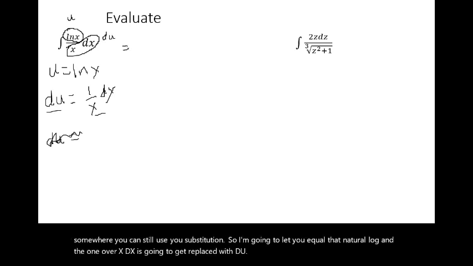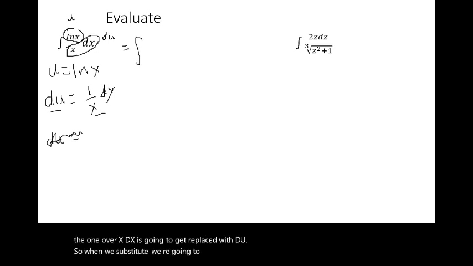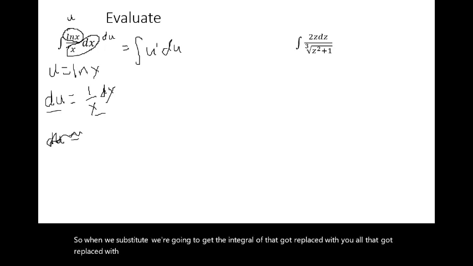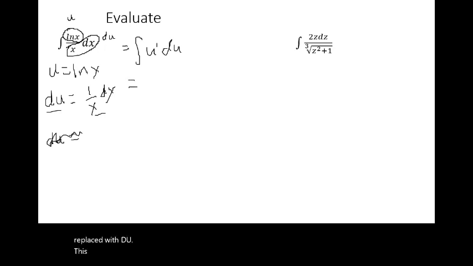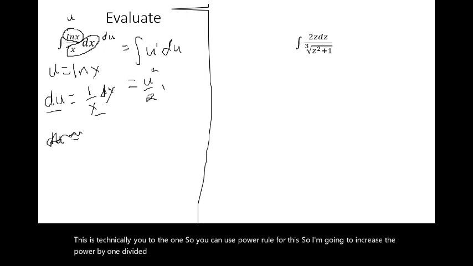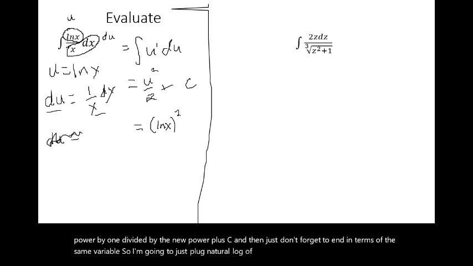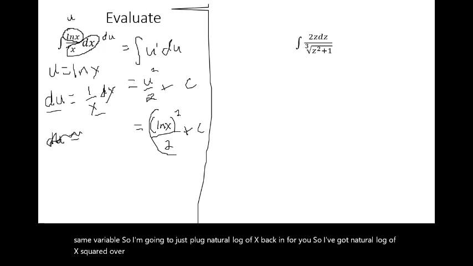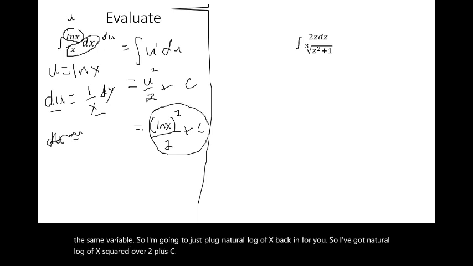So when we substitute, we're going to get the integral of u du. This is technically a u to the 1, so you can use the power rule for this. I'm going to increase the power by 1, divide by the new power, plus c. And then don't forget to end in terms of the same variable, so I'm going to plug natural log of x back in for u. So I've got natural log of x squared over 2 plus c, and that will be your final answer.